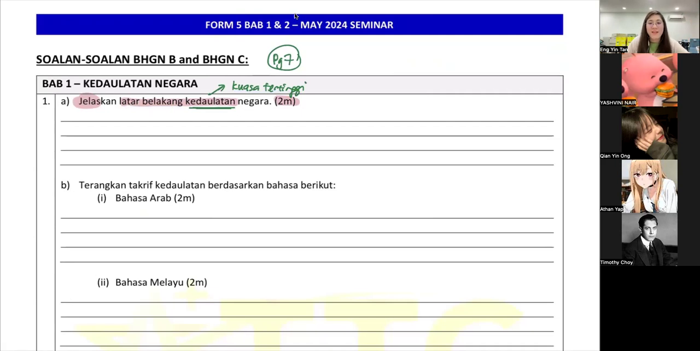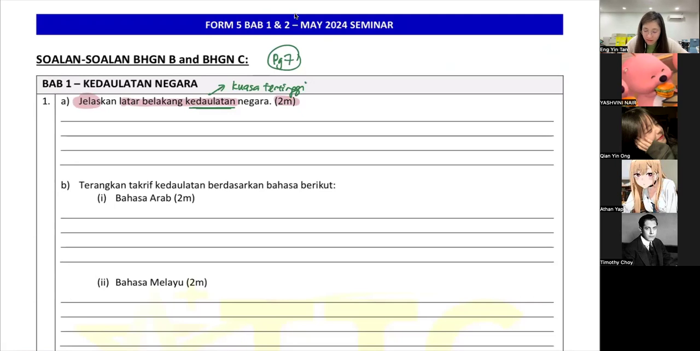Since when? Based on our latar belakang. Latar belakang means you flashback your sejarah. Last time, when we had the power to make decisions, to control the government, control the economy, control the social, we have the power to do so. Is it after Merdeka? After Merdeka, you get 1 mark.